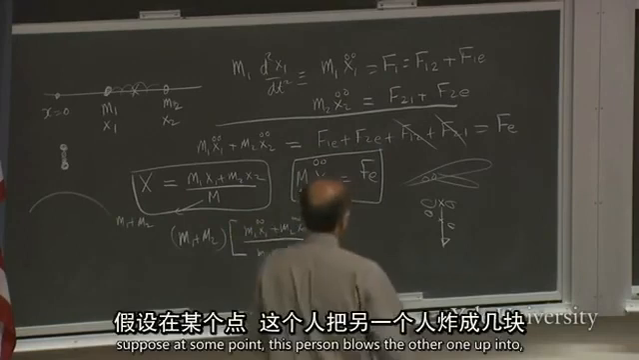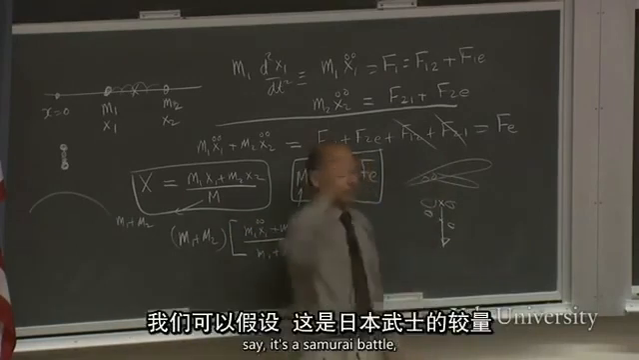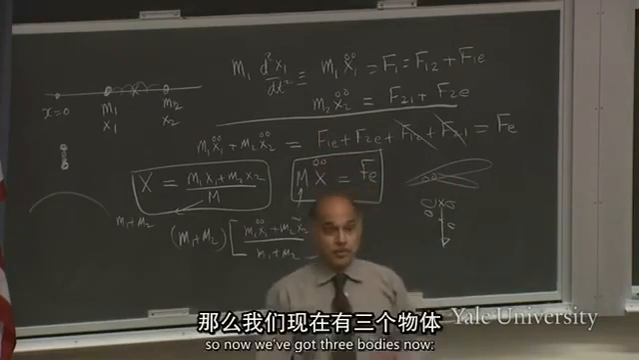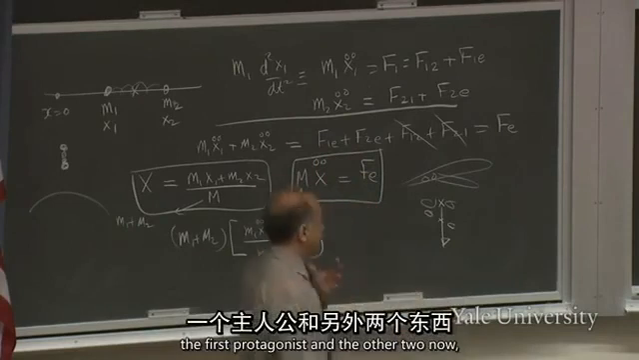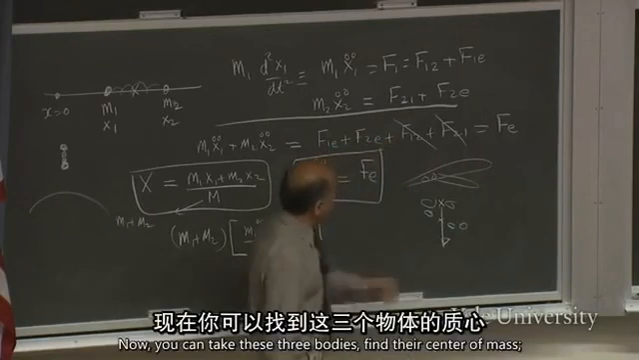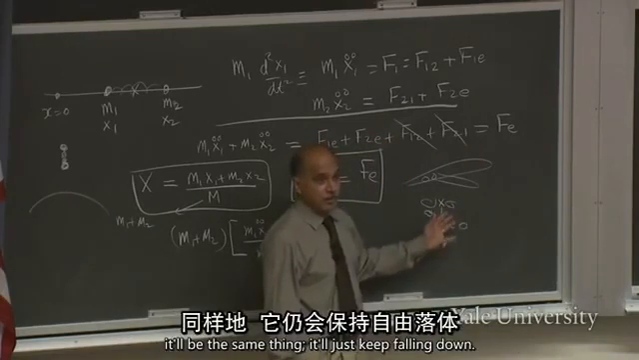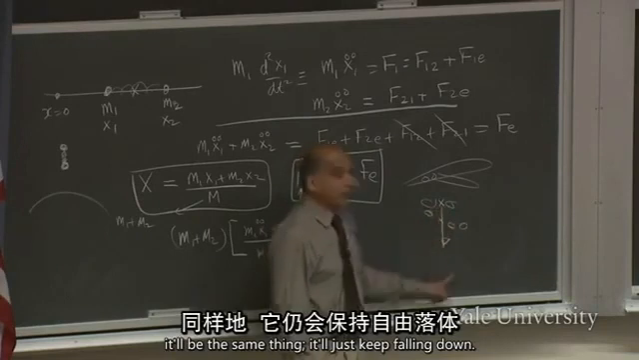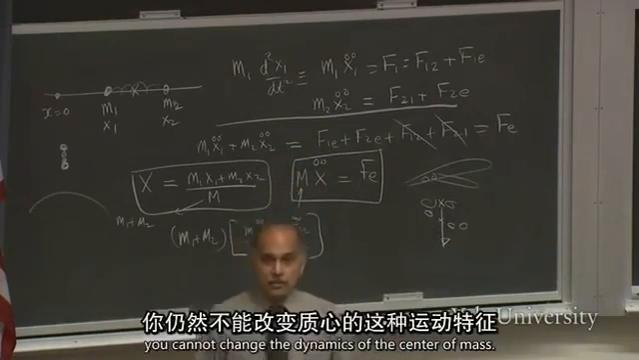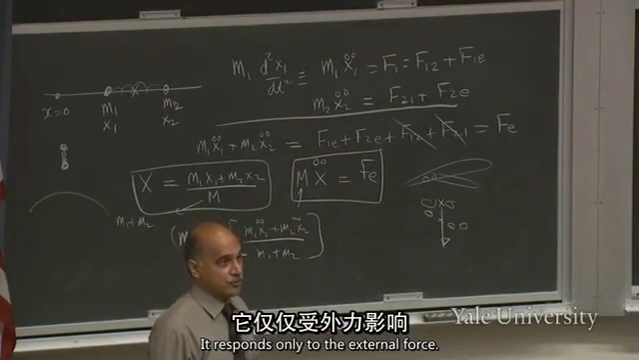Or, for example, suppose at some point this person blows the other one up into, say, a samurai bat, cuts them up into two pieces. So now we've got three bodies: the first protagonist, and the other two, unfortunately somewhat decimated. Now you can take these three bodies, find their center of mass, and it'll be the same thing. It'll just keep falling down. So even though the system is becoming more and more complicated, you cannot change the dynamics of the center of mass. It responds only to the external force.